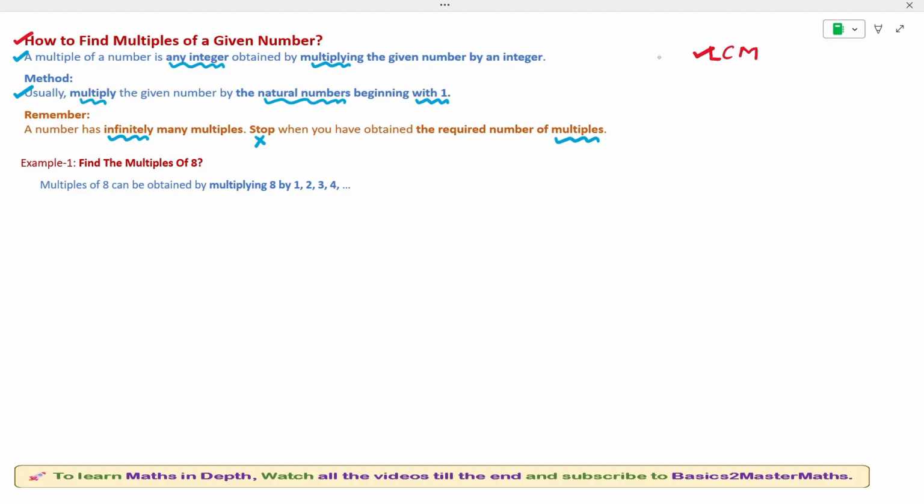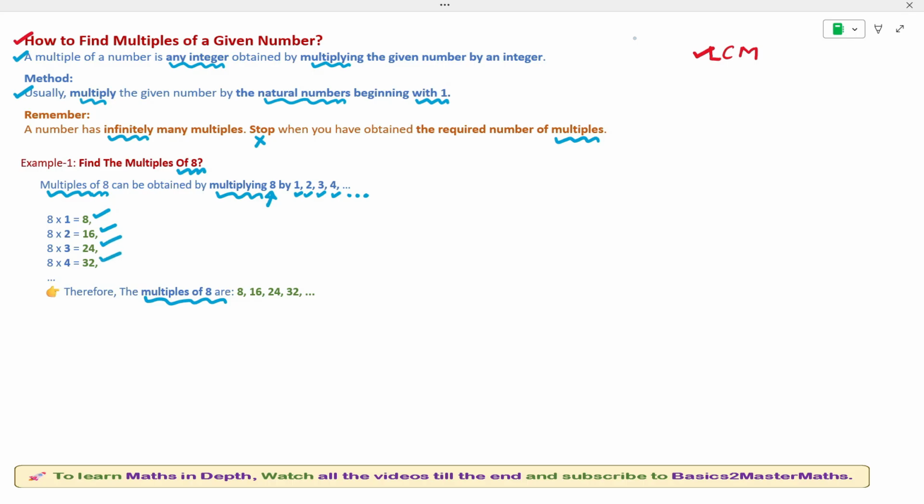Example, find the multiples of 8. Multiples of 8 can be obtained by multiplying 8 by the natural numbers 1, 2, 3, 4 and so on. Therefore, multiples of 8 are 8, 16, 24, 32 and so on.